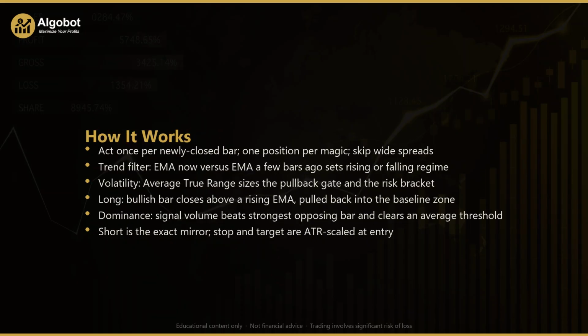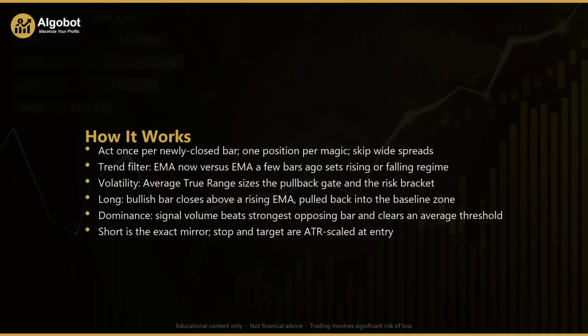Let's walk through the exact logic, step by step. The expert advisor works on closed bars, so it evaluates its rules once per newly completed candle on whatever time frame you attach it to. First, it checks housekeeping. It allows only one open position per magic number at a time, and it skips new entries when the spread is wider than the maximum spread setting, which defaults to 80 points.